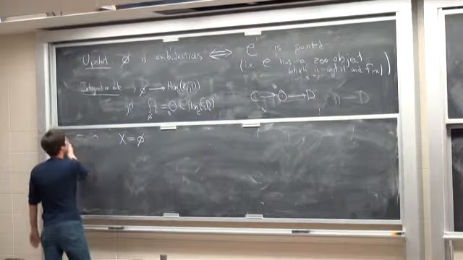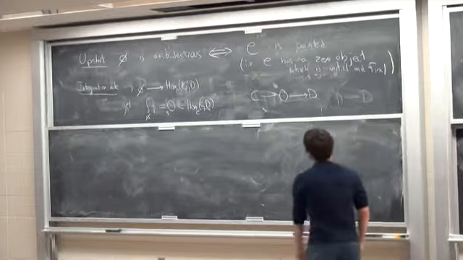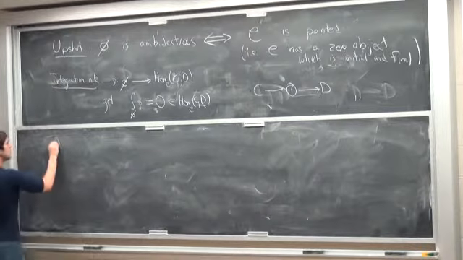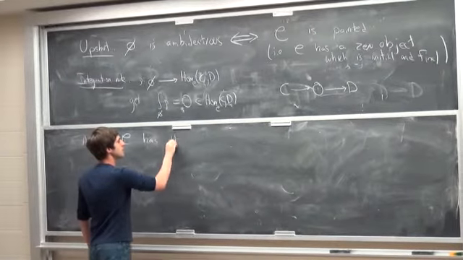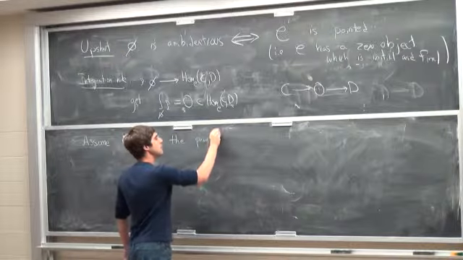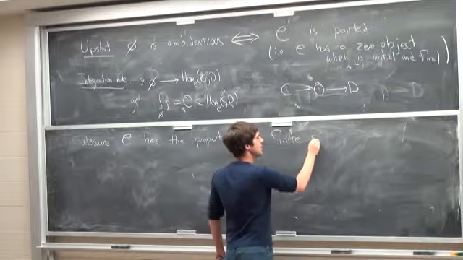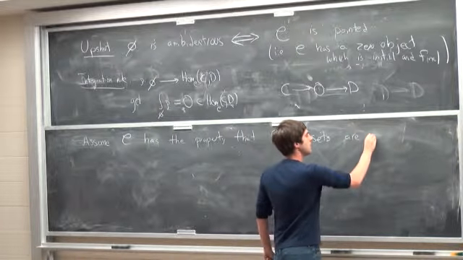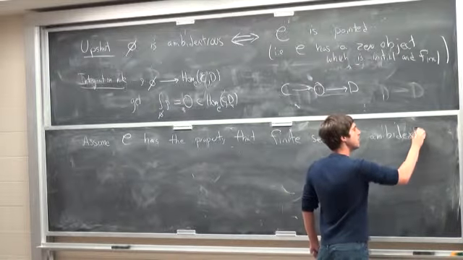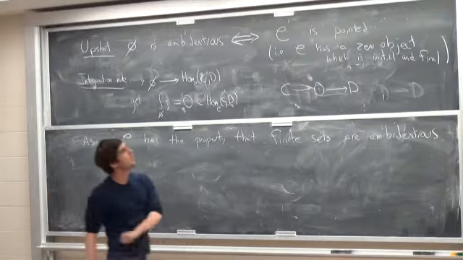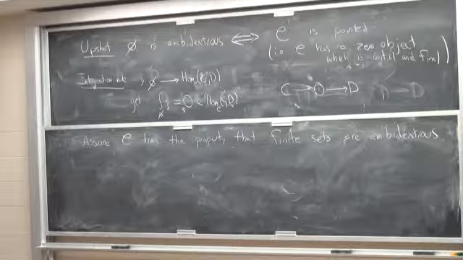So I should also mention you get an integration procedure. Let's assume C has the property that finite sets are ambidextrous. So what's that condition? Well, it's the condition that you have a zero object and that finite direct sums and finite direct products are the same.